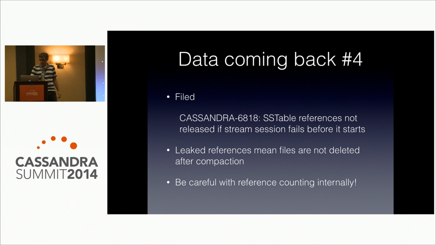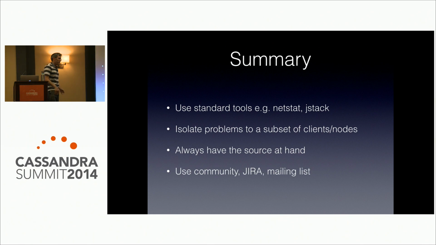OK, so those are my examples. There's not really a summary from those examples, but I just wanted to give you a few more general tips from what we found. First, Cassandra runs in a JVM, so you should use all the standard tools you use for any Java application: JStack, JMap, whatever. Also OS tools: netstat for networking is super useful, lsof, all the tools that you use for any Unix app. You should use them on Cassandra, and they'll tell you a lot of useful stuff.